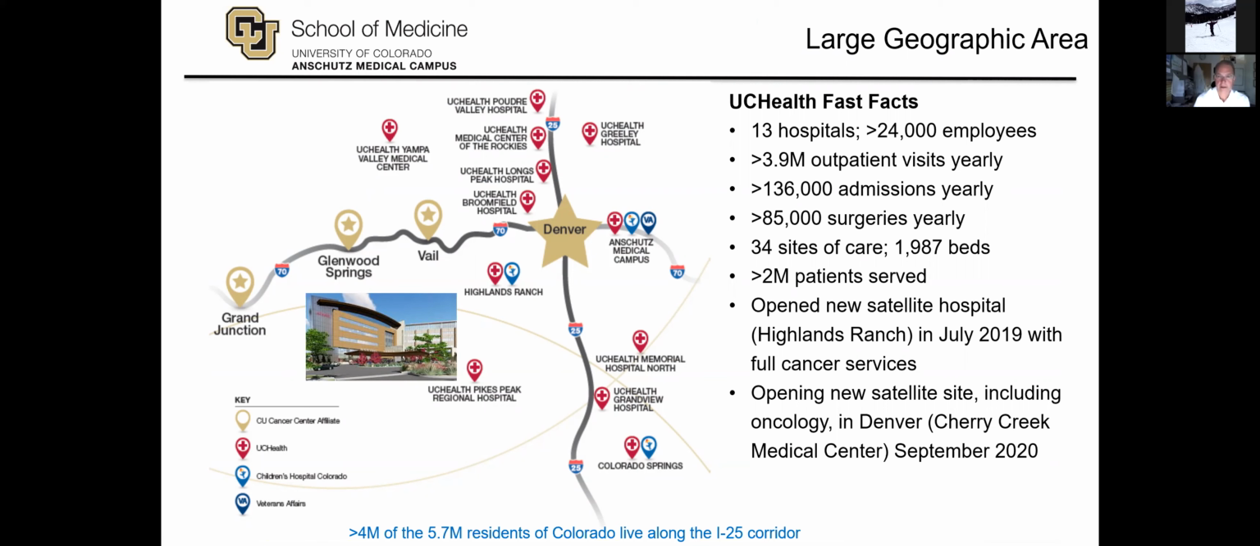In terms of the reach, the health system is also quite large. So there's actually 13 hospitals, 24,000 employees. And you can see a lot of volume coming in and out at these various hospitals, and increasingly trying to put facilities where people live. So there's a new Highlands Ranch Hospital that opened last summer, and the Cherry Creek Medical Center will be opening next week.